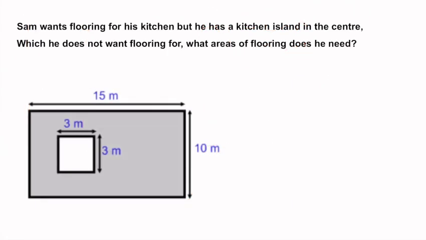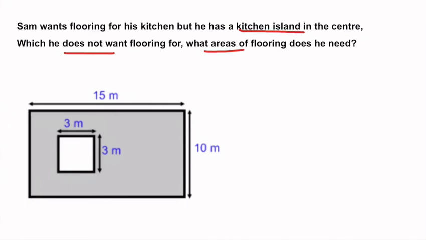So guys, we're just going to finish up this video by working through a word problem on compound area. It says that Sam wants flooring for his kitchen, but he has a kitchen island in the center, which he does not want flooring for. What is the area of flooring that he needs? So the important parts to note for this question is that Sam has a kitchen with an island in the middle, which he does not need flooring for. We're trying to find the area of flooring that he does want.